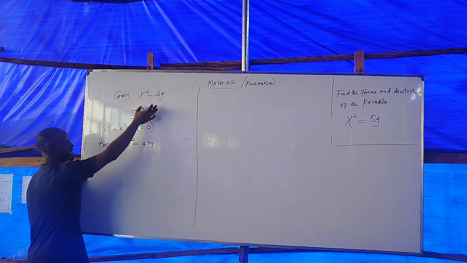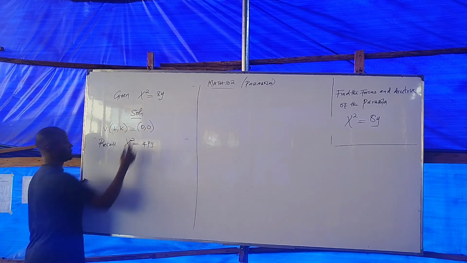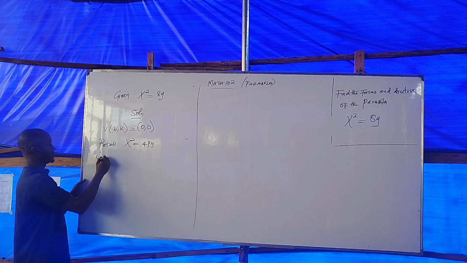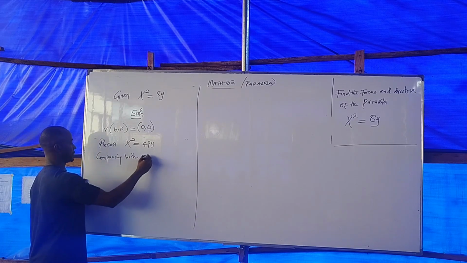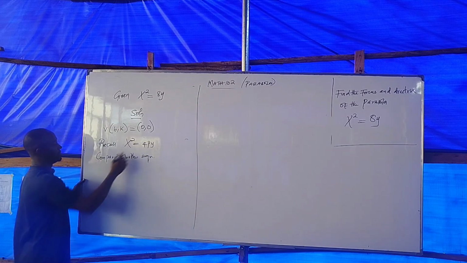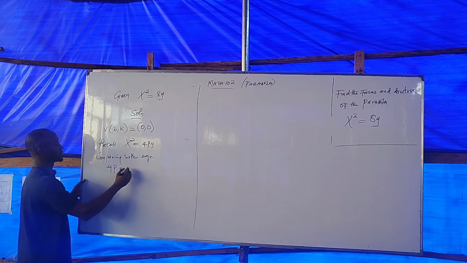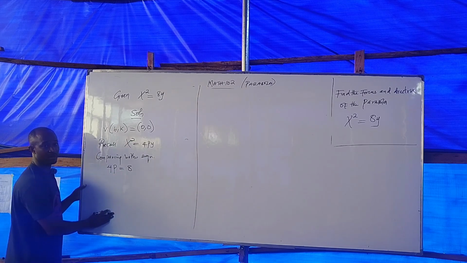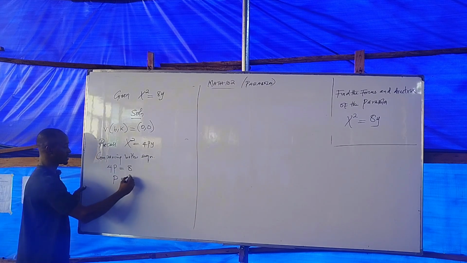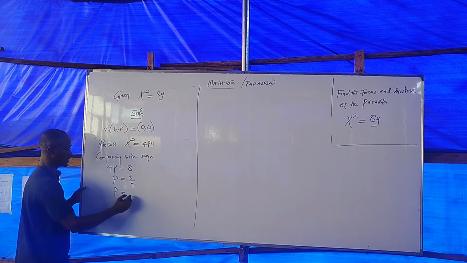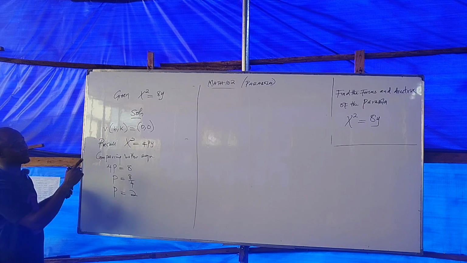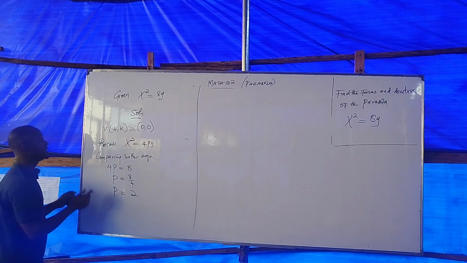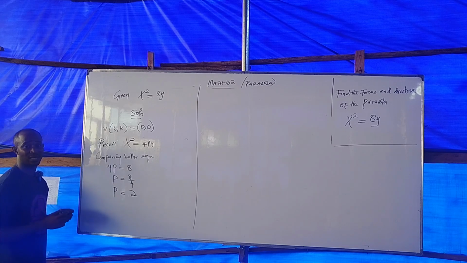When you compare this with the given equation, comparing both equations, it means 4p is equal to 8. That means our p becomes 8 over 4. What's that p? 2. Are you following? We have to find the focus first. This parabola is lying on which axis?